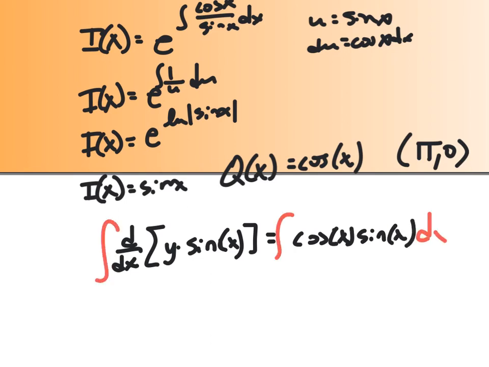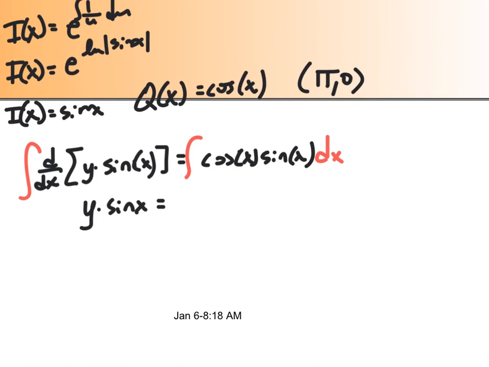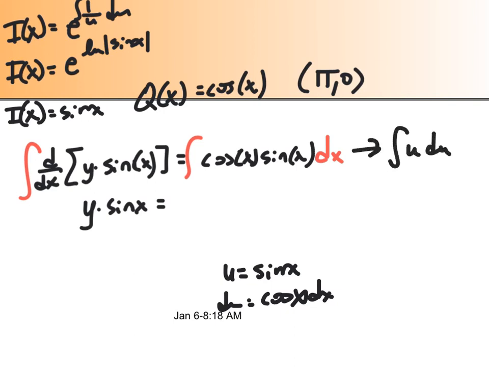Okay, and let's integrate this thing. Integrate both sides with respect to x. I get y times sine x is equal to this over here. I would do a u sub for this. So if u equals, let's say, sine x, then du equals cosine x dx. So then this integral becomes the integral of u du, which is equal to u squared over 2 plus c, right? So I get sine squared x over 2 plus some value c.